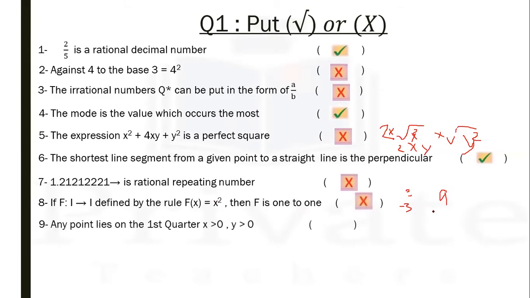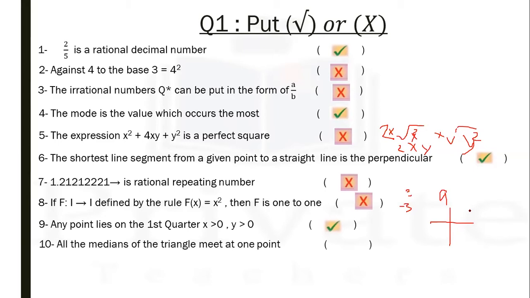Number 9, any point lies on the first quarter: x is greater than 0, y is greater than 0. X is greater than 0, that means it is positive, the value has a positive sign, and y is greater than 0, that means also a positive sign. That means in the Cartesian plane, here we write the positive numbers from the x-axis, and here we write the positive numbers from the y-axis. So positive and positive lies on the first quarter, and that means this information is true.